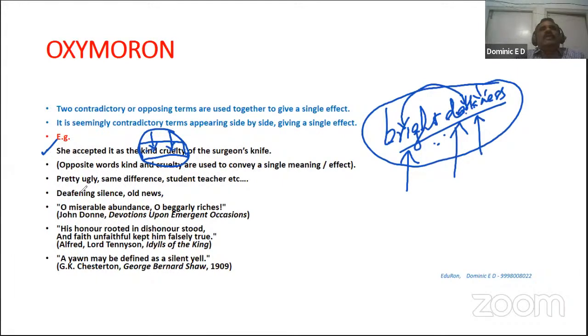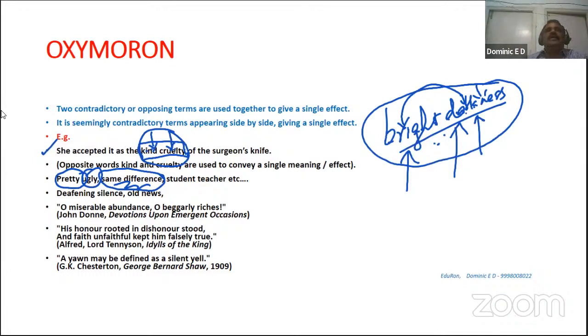Next one. Very often we say, how was your behavior in the class? Somebody asked you, pretty ugly, we can say it. Pretty is beautiful. Ugly is the opposite of that. Or sometimes while discussion is going on, I too noticed the same difference. Same is the opposite of difference, but things will become meaningful only how and when you use it. At particular situations, these types of expressions would be more powerful than any other words. So same difference.